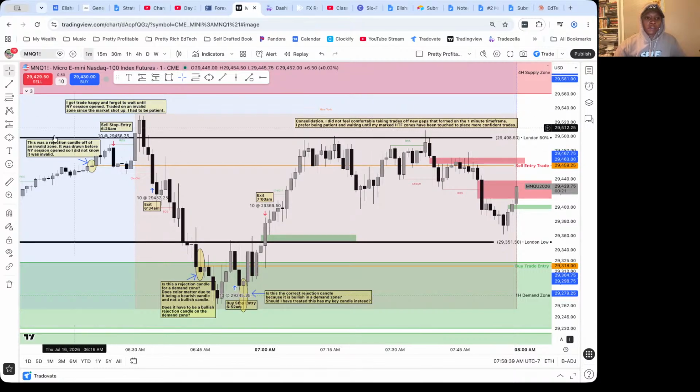So I learned from here to wait till the market actually opens before I enter any trade, to make sure to validate the zones. But it ended up being a really great trade.